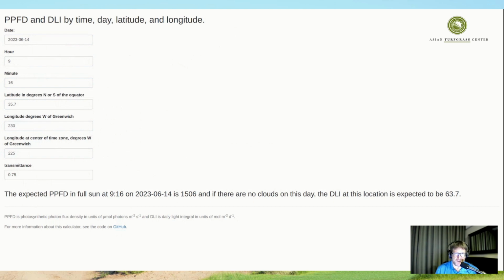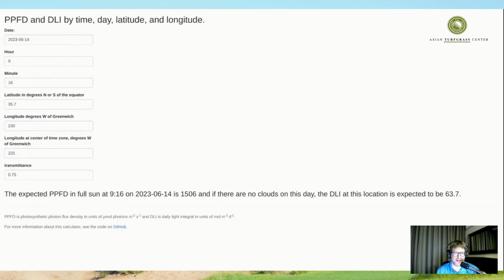For your PPFD, which is the instantaneous photosynthetically active radiation, how much light you have this very second, for those numbers to be correct, you need to get the longitude information correct on here, because that's where it's figuring out what time it is, and it's figuring that out by the longitude.